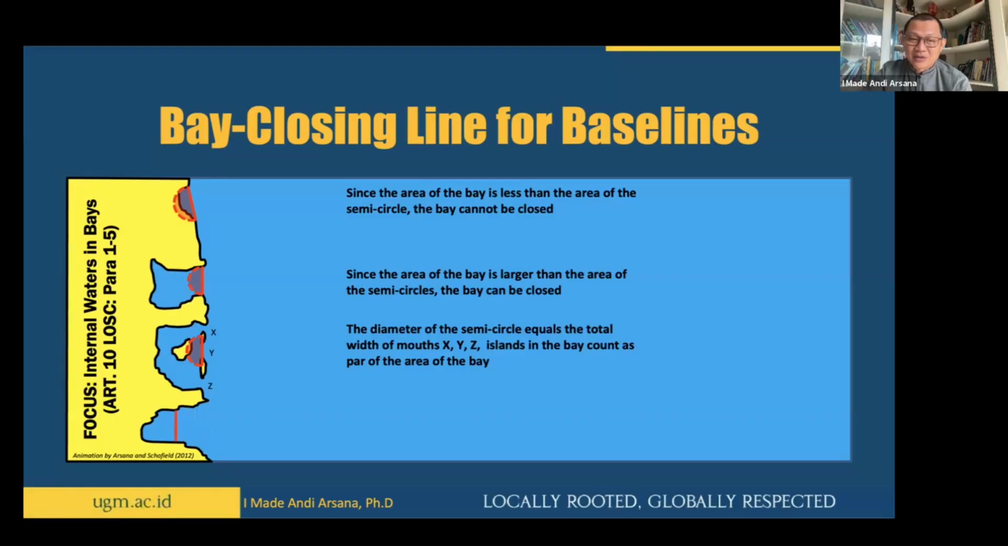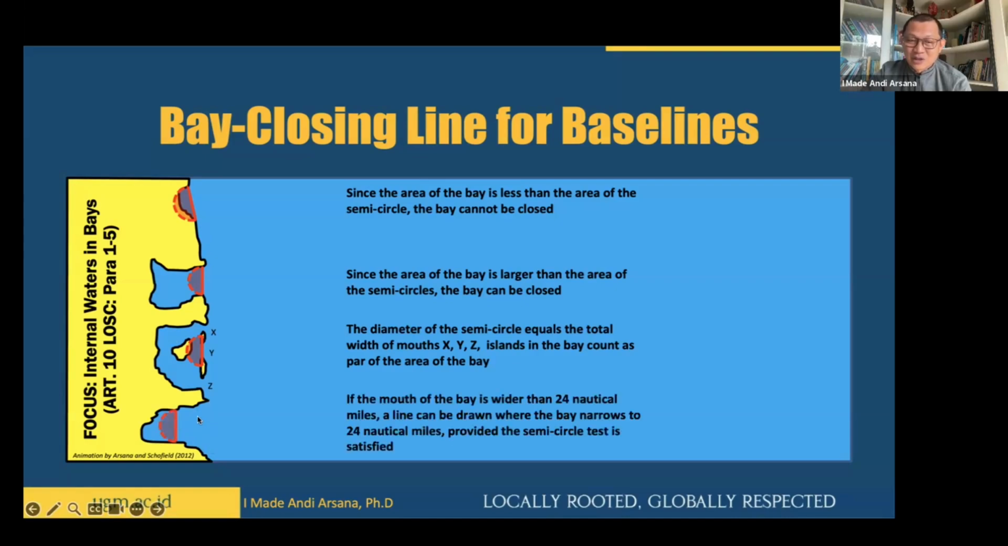Let's say it is over here. So this is actually no longer than 24 nautical miles. So you can have it here, but not over here. So meaning now this is your bay closing line. All right, this is your bay closing line. So this is internal waters, but over here is not internal waters because the closing line is over here.